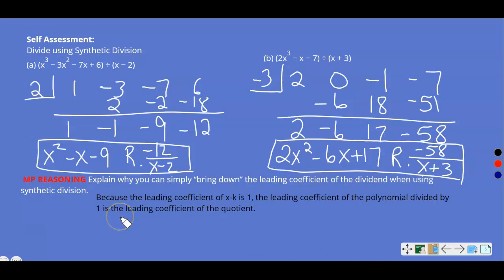All right, math practice reasoning. Explain why you can simply bring down the leading coefficient of the dividend when using synthetic division. All right, so simply because the leading coefficient of x minus k is a 1, the leading coefficient of the polynomial divided by 1 is the leading coefficient. So if you multiply by 1, you get the same thing back. If you divide by 1, you get the same thing back. So basically, because to do synthetic division, it has to be in the form of x minus k, and we know that's got a leading coefficient of 1, so the first term will always just come down because of that fact.